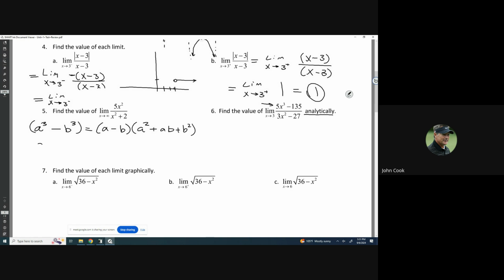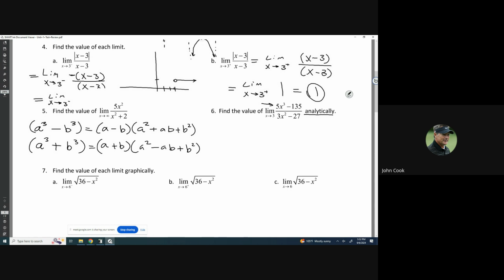And then if it was a to the third plus b to the third, so if it was the sum of two cubes, then it becomes (a plus b) times (a squared minus ab plus b squared). Let me double check. I'm going to look on my phone real quick and Google it. Yeah, that's right. Those are both right.